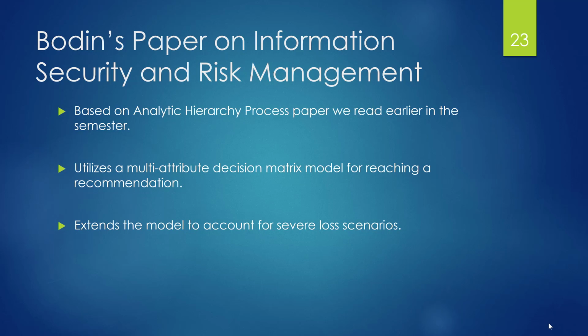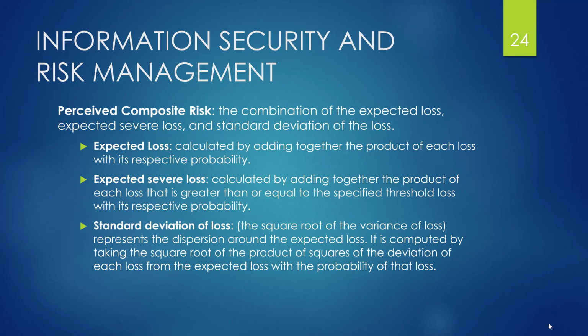So as you recall, we looked at the analytic hierarchy process early in the semester. It was based on using a multi-attribute decision matrix to make decisions where you've got courses of action, criteria, and weights associated with those criteria, and you're using them all together to reach a specific decision. So what this paper does is extend that idea, and it starts to look at severe loss scenarios to make it a little bit more complex.